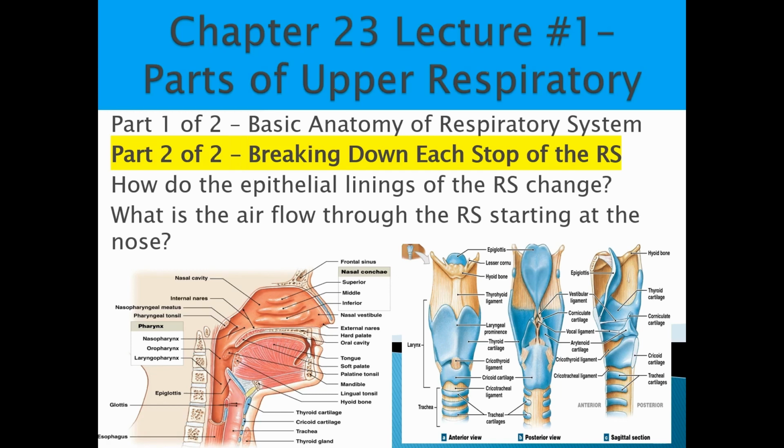So we'll see how the epithelial lining changes along the way, and we'll see what the airflow is through the respiratory system starting at the nose. That's basically what we're looking through. We're going to be breaking down essentially the nasal cavity, the nasal region, going down to the pharynx, which is pretty brief, and then talking about the larynx here. So pretty straightforward. Let's get into this, and let's continue on and close out lecture number 1.